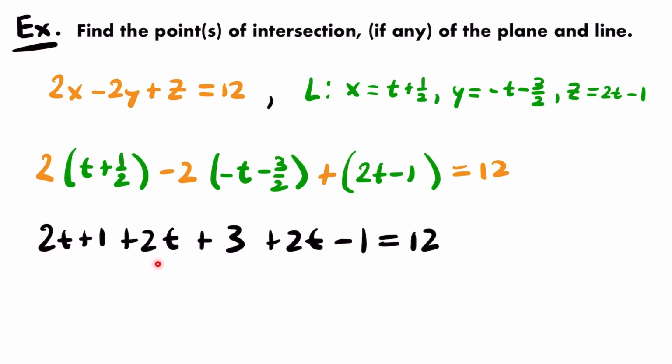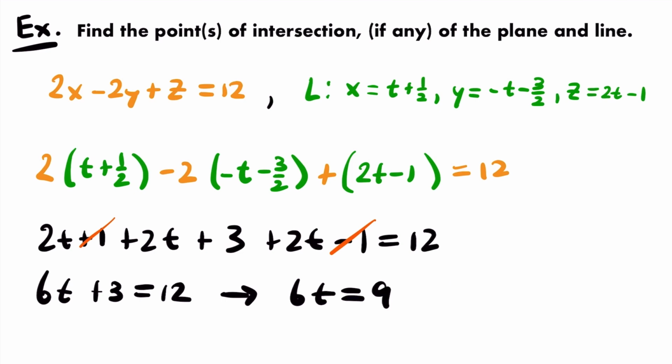We have 2t, 2t, and 2t. That will become 6t. So we have 6t, and then we have 1, 3, and negative 1. That positive 1 and negative 1 will cancel out. So we have 6t plus 3 equal to 12. Then if we subtract 3 from both sides of the equation, that will give us 6t is equal to 9. And then dividing both sides by 6 will give us that t is equal to 9/6, which reduces to 3/2.